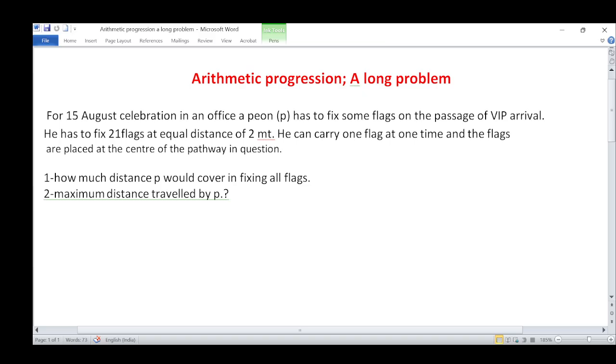Problem is for 15th August celebration in office, a peon, I notified peon by P, has to fix some flags on a passage of VIP arrival. He has to fix 21 flags at equal distance of 2 meter. He can carry one flag at one time and the flags are placed at the center of the pathway in a question. How much distance P would cover in fixing all flags? Number 2 is maximum distance traveled by P.